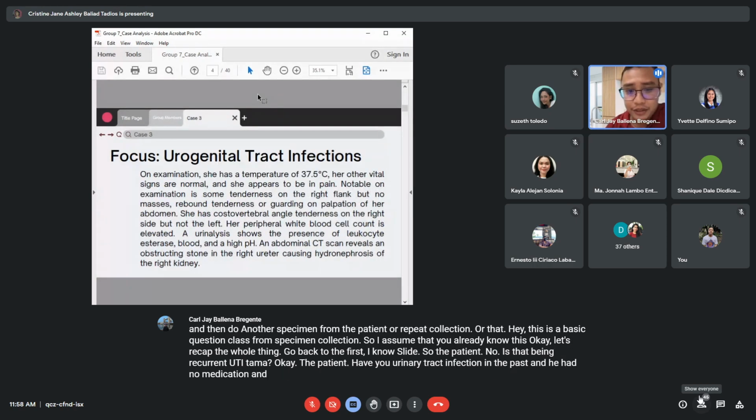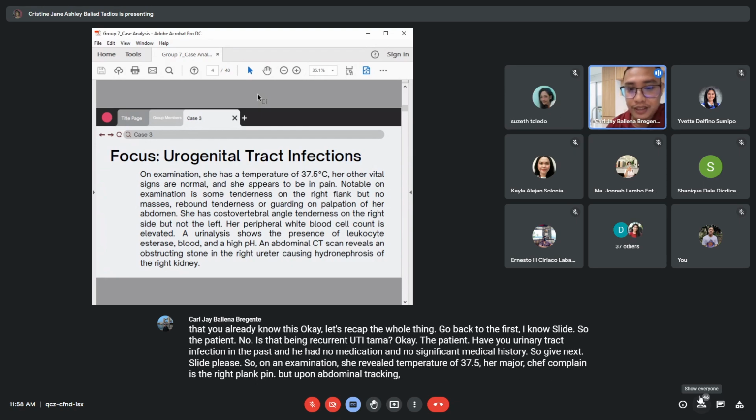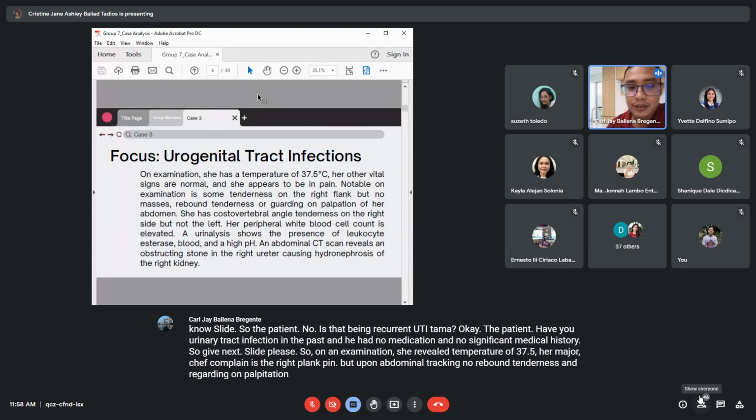So on examination, she revealed a temperature of 37.5. Her major chief complaint is the right flank pain, but upon abdominal checking, there is no rebound tenderness and no guarding on palpation. And she has costovertebral angle tenderness on the right side, but not on the left.